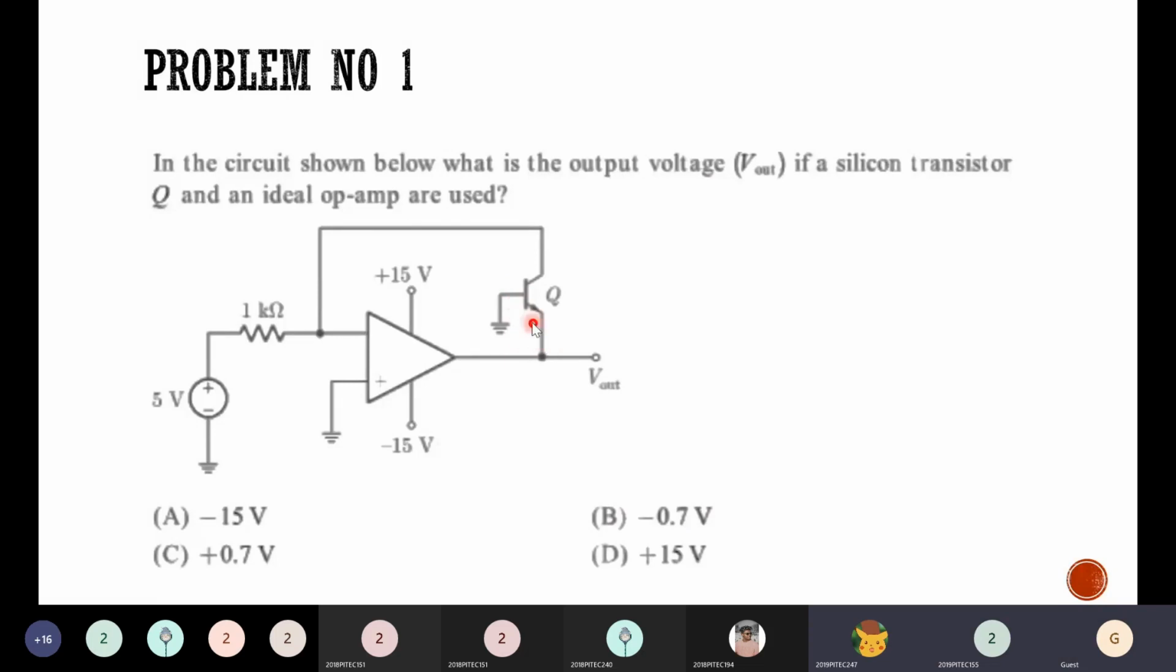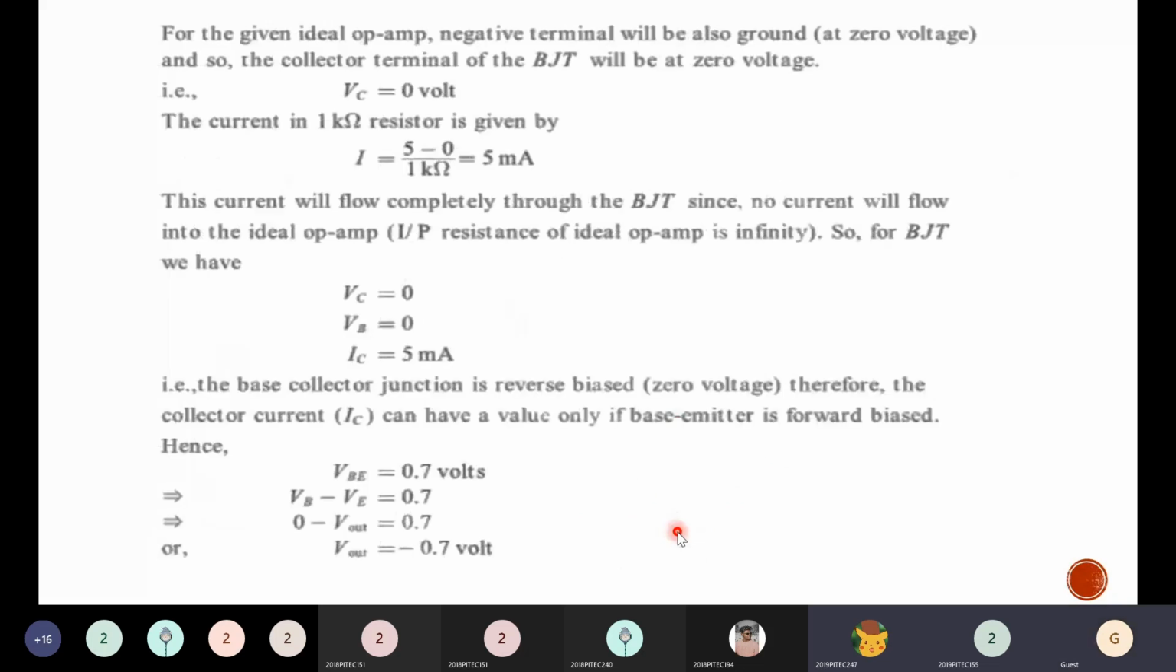So VB minus VE equal to 0.7 means then what is VE? The emitter voltage is minus 0.7, and the emitter is connected as the output here, and therefore your output is also minus 0.7 volts. So the correct answer for this problem is minus 0.7 volts. Getting it? See here, we have shown all the calculations regarding the current and all. Anyhow, we need not bother about how much current is going to flow there.